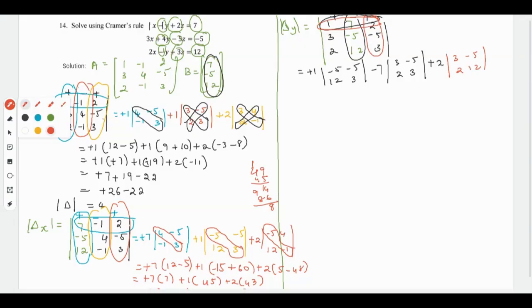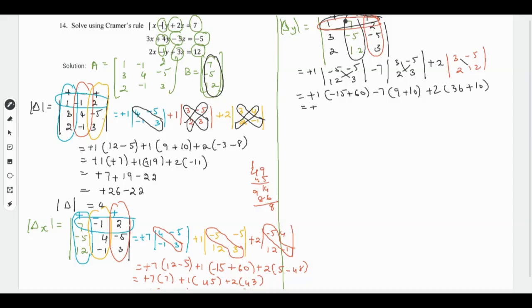So if you simplify this, we get plus 1. We have to do the cross multiplication. 5 3s are 15, minus into minus plus, 5 12s are 60, minus 7, 3 3s are 9, minus into minus become plus, 5 2s are 10. Then plus 2 into 12 3s are 36, minus into minus plus 10. So it will be plus 1 45, minus 7 19, minus 7 19. Then it is plus 2 46.